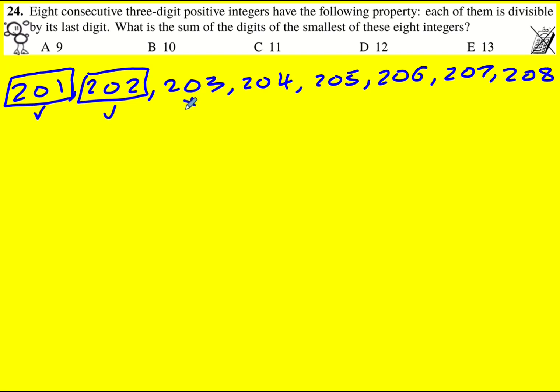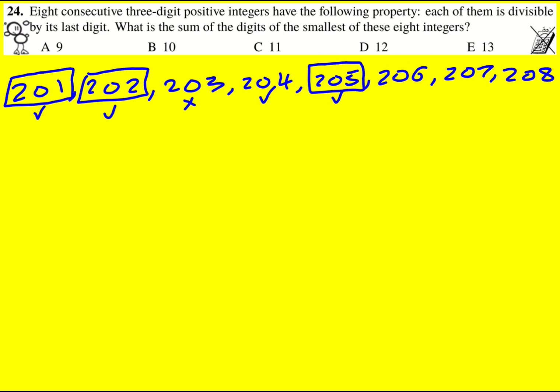But 203 is not divisible by 3 because the digit sum is 5, rather than a multiple of 3. So that one fails. 204 does work here, but won't always work. If I'd started with 211, 212, 213, actually that one would work in that case. Then yeah, this one would fail. 205 works, and actually anything that ends in a 5 will always be divisible by 5.